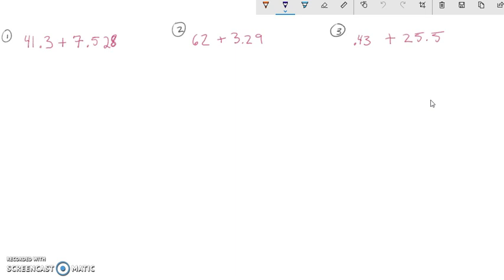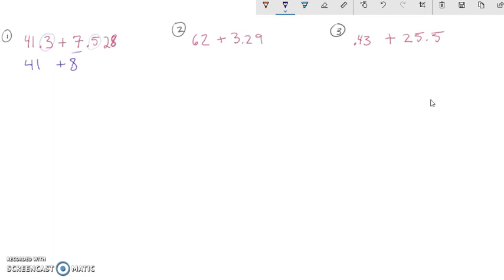So for 41 and 3/10 plus 7 and 528 thousandths, first I'm going to round each number. So 41 and 3/10: if I look at that 3, I know that rounds down to nothing. So I'm just going to say 41 plus, and then if I round to my ones place here, I'll look at the 5, and the 5 will round up to 8.